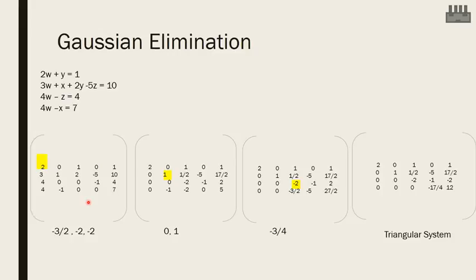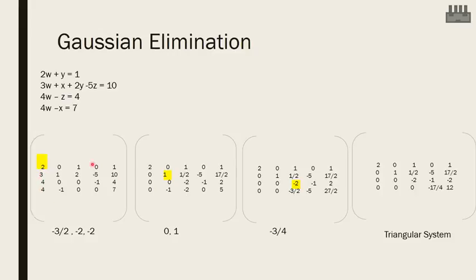Given this notation, what we traditionally try to do is cancel out the variables and bring it down to a system like this, a triangular system, which is easier to solve, because if you look at the last equation, it has 0w, 0x, and 0y. The only variable is z, so you can easily solve that.